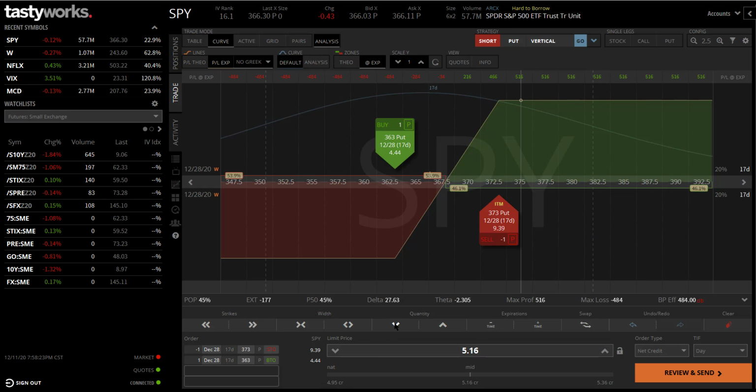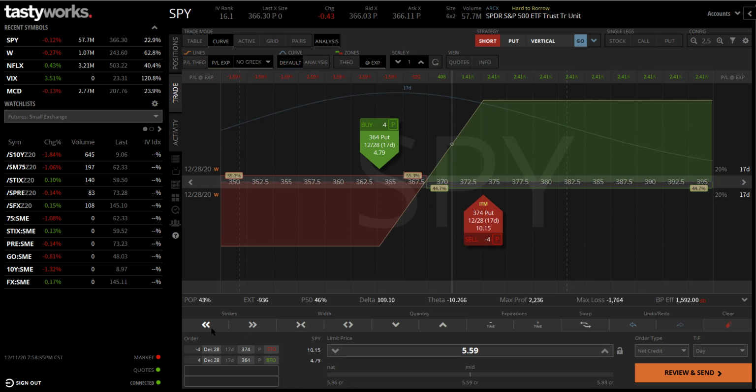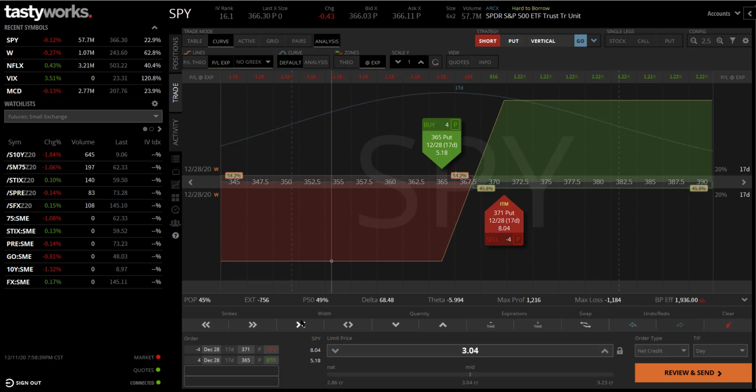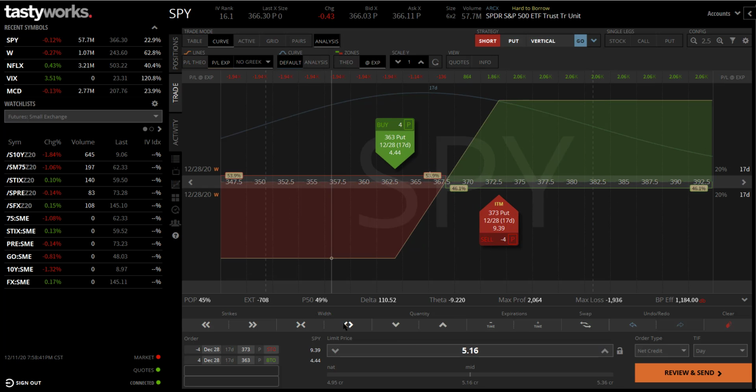I can also decide to change my quantity, so I can increase things now. I went from 1 contract to 2, 3, 4. Guys, it's very easy to use. It's very comfortable to use. We can change our strike widths by moving these with the buttons. We can put them closer together or spread them out.